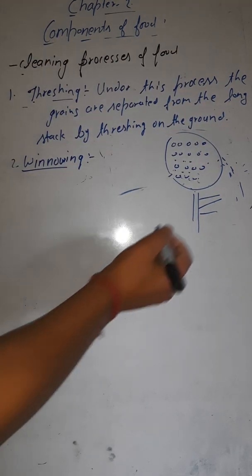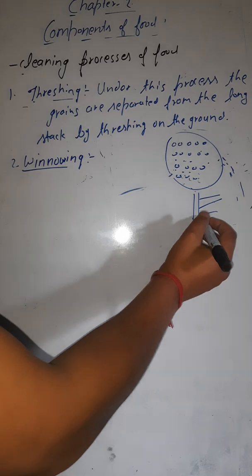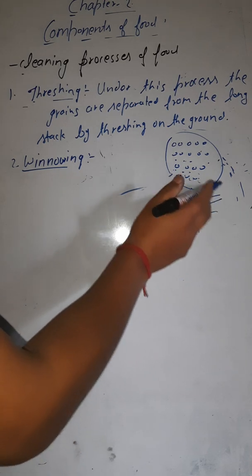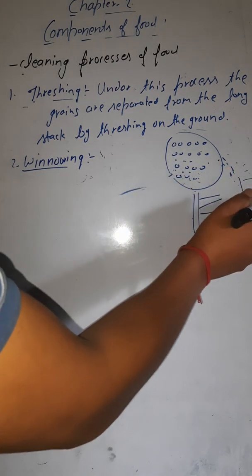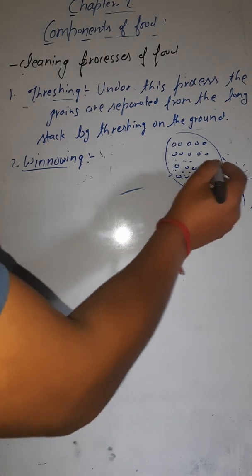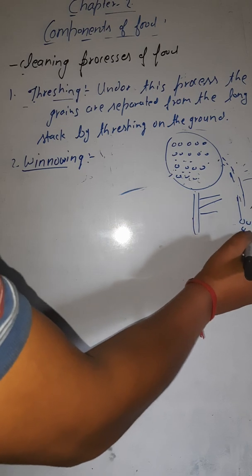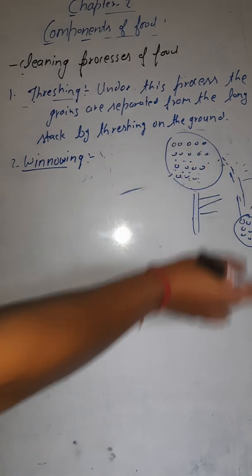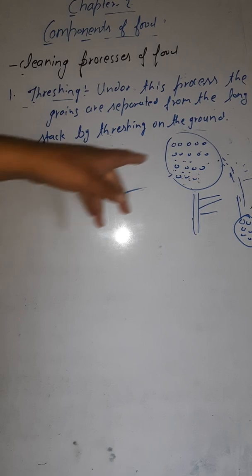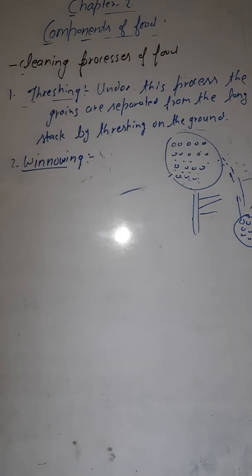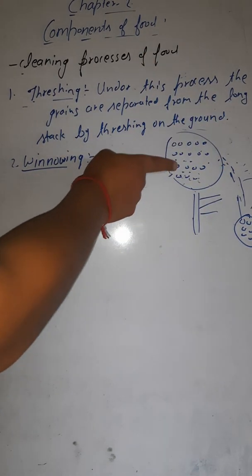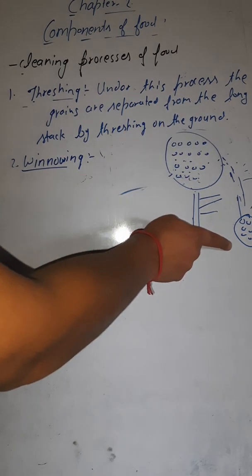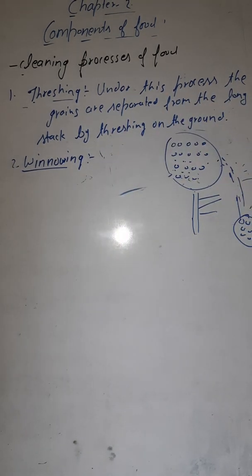I place a fan here, and with the help of air from the fan, the lighter particles will be separated out. The lighter particles will go away, and the heavier particles of grain will come down. So this is how we separate the lighter particles from the grain. By the process of winnowing, we separate the lighter particles from the grains, and the heavier particles come down. So this is the process of winnowing.